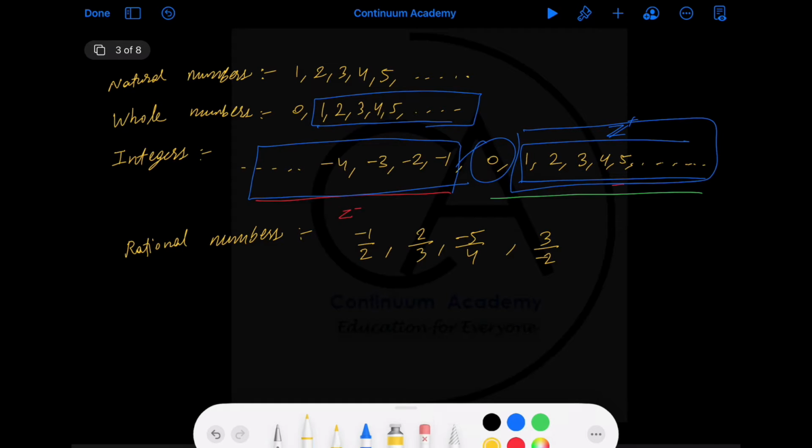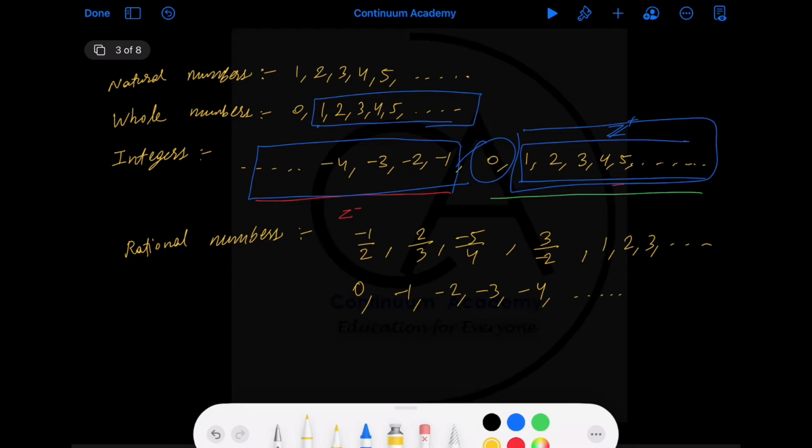So rational numbers are what? 1, 2, 3, all the natural numbers are rational numbers. 0 is also a rational number. The negative integers are also all rational numbers. Since we are talking about the absolute value, I'm going to discuss it, but natural numbers, whole numbers, integers, and rational numbers are also important.